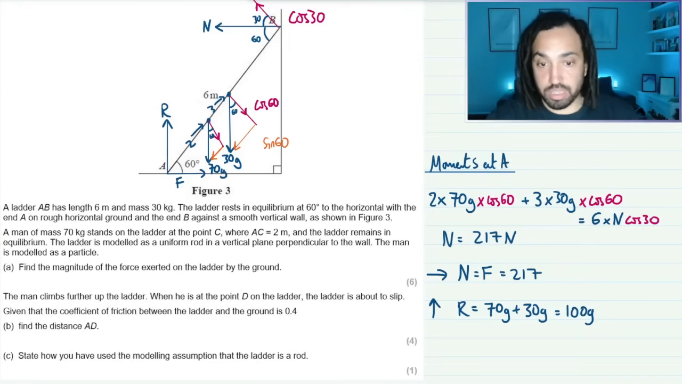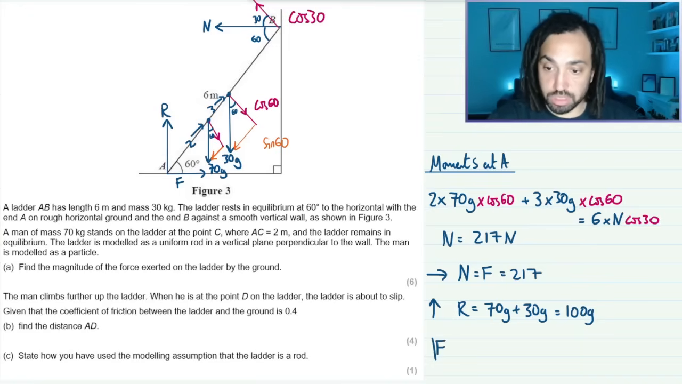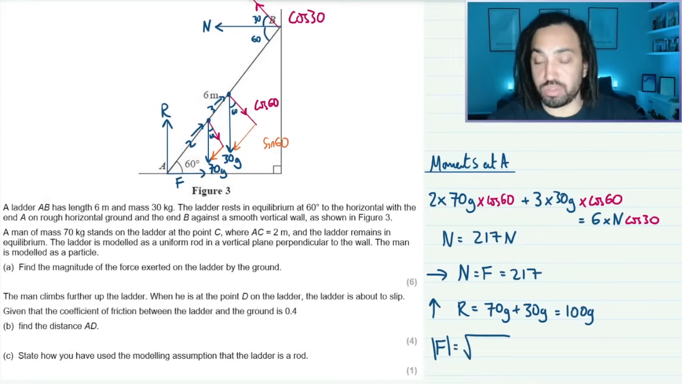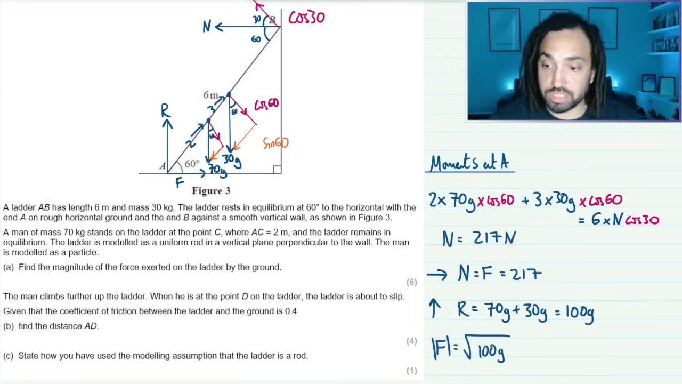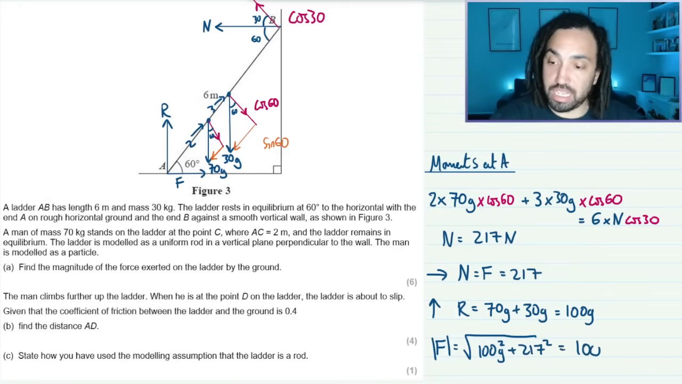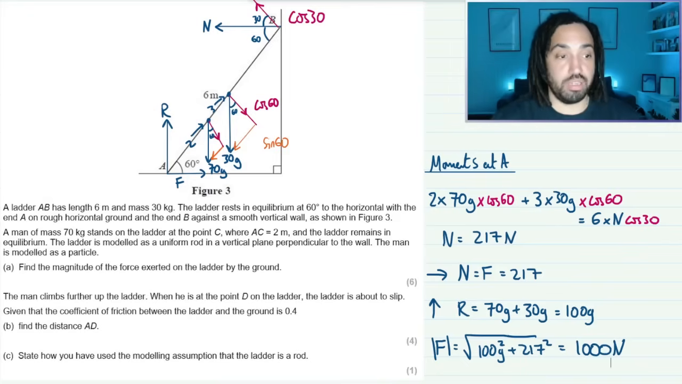Okay, so the magnitude of the force is going to be the Pythagoras of the vertical and horizontal components acting on the ladder by the ground, which is this 100g reaction force and this 217 frictional force. And this gives me, to three significant figures, 1000 newtons. Perfect.